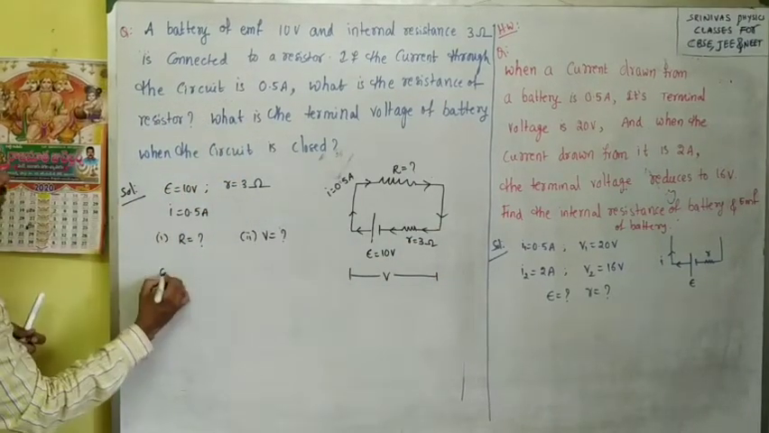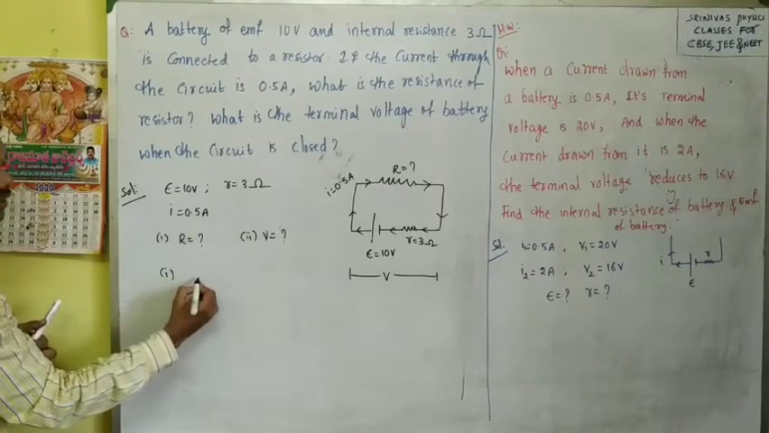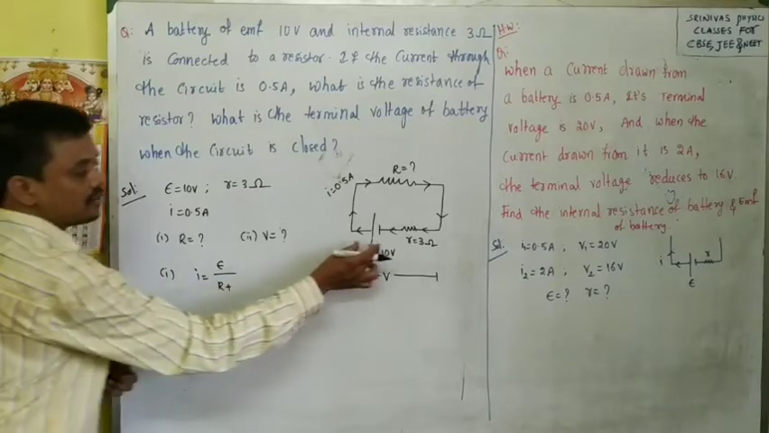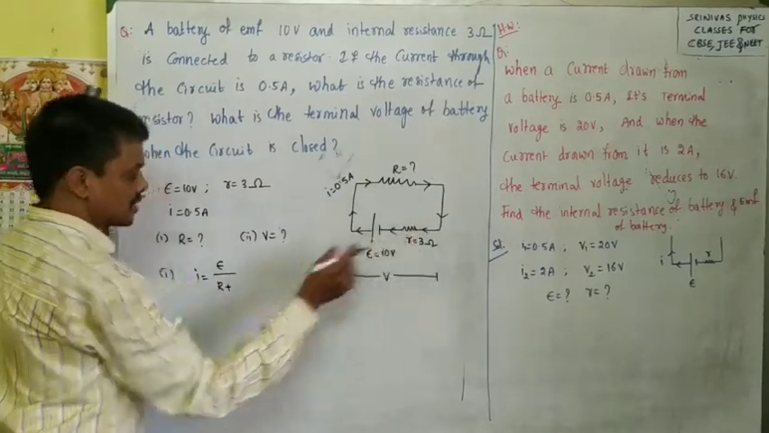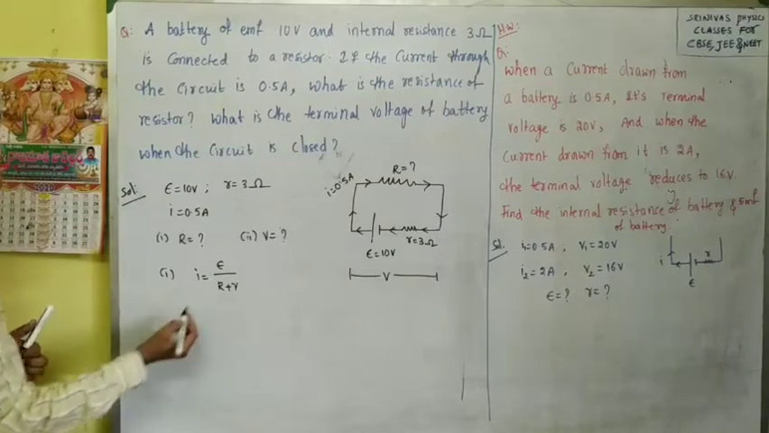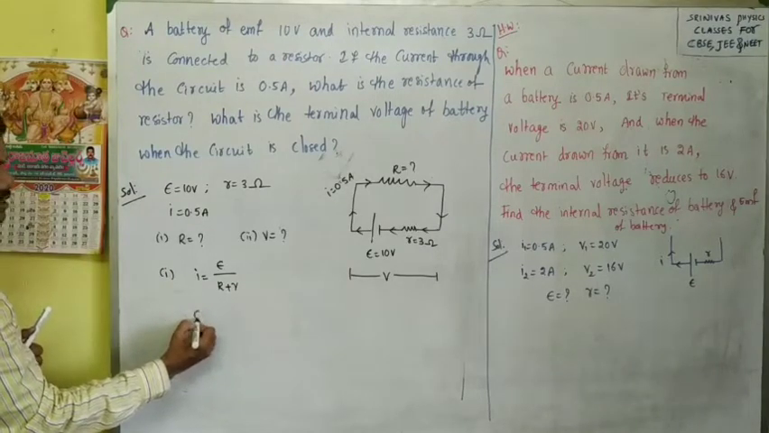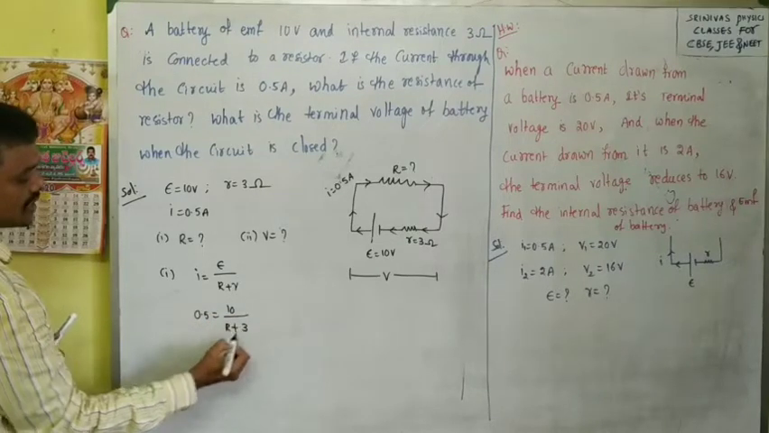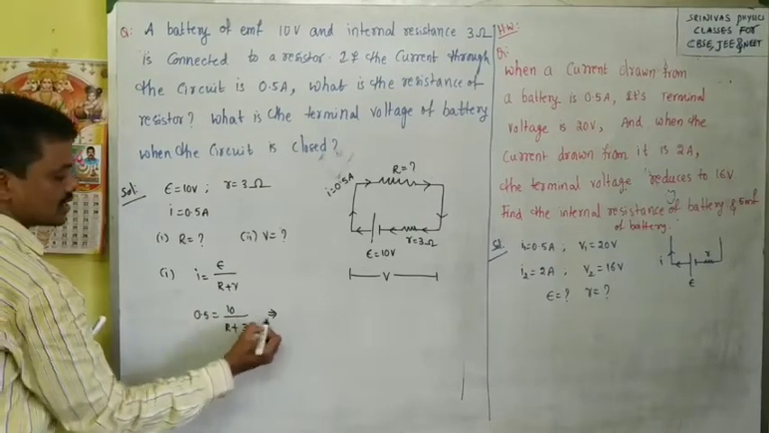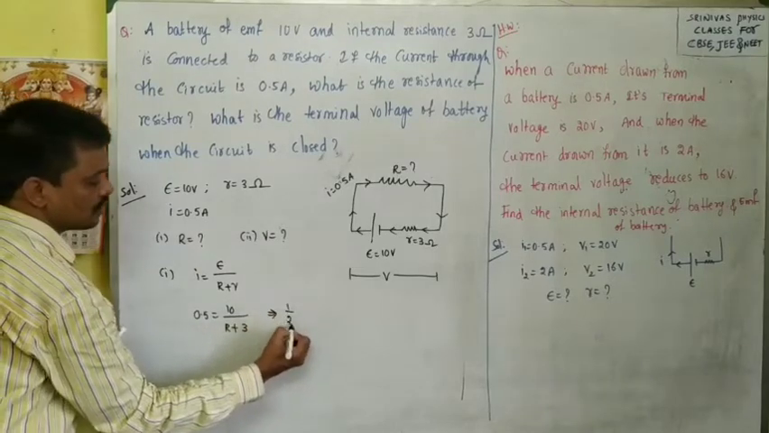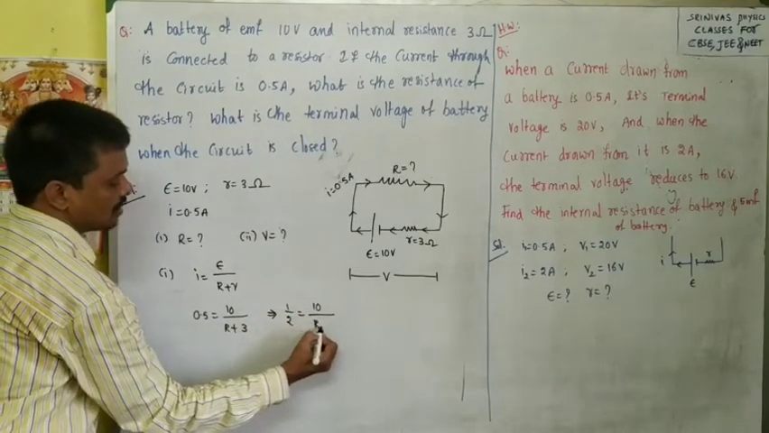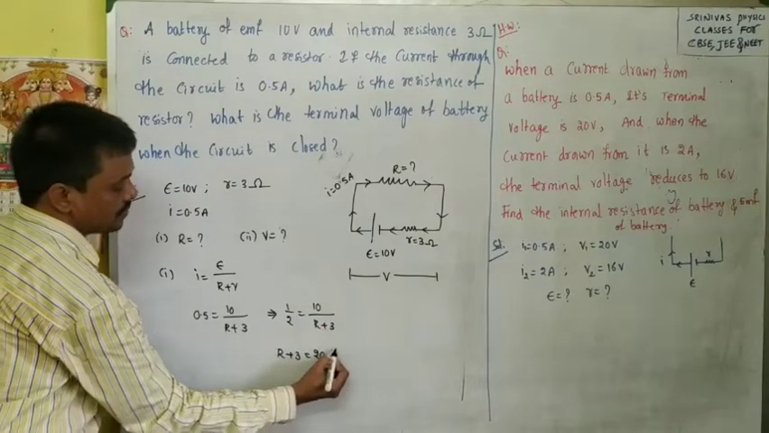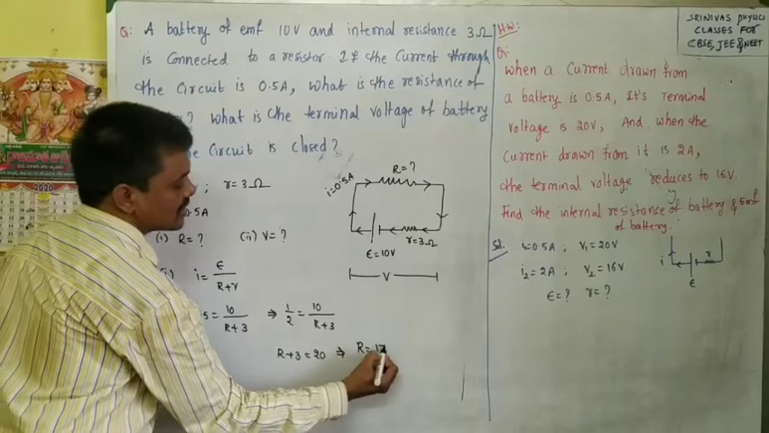First, we can use the current formula: I equals effective EMF by effective resistance. The effective EMF is E, and the effective resistance is capital R plus small r. Here, 0.5 is equal to 10 by capital R plus 3. We write 0.5 as 1 by 2, so 1 by 2 is equal to 10 by R plus 3. Cross multiplying, R plus 3 is equal to 20. Then R is equal to 17 ohm.